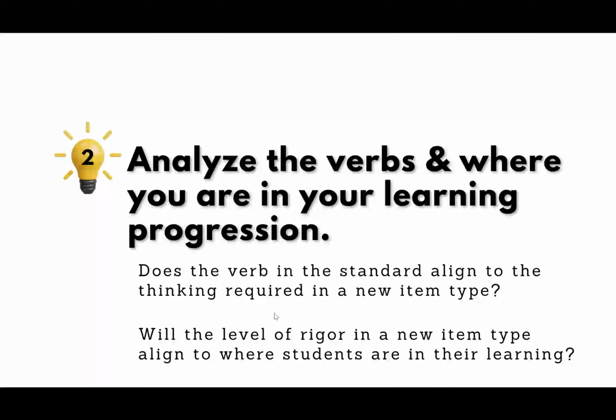Also, where are my students in their learning trajectory? Will that level of rigor in a new item type align to where the students are in their learning? So what are they actually ready to be assessed on? And what will render the most actionable data moving forward, which takes us to number 3.